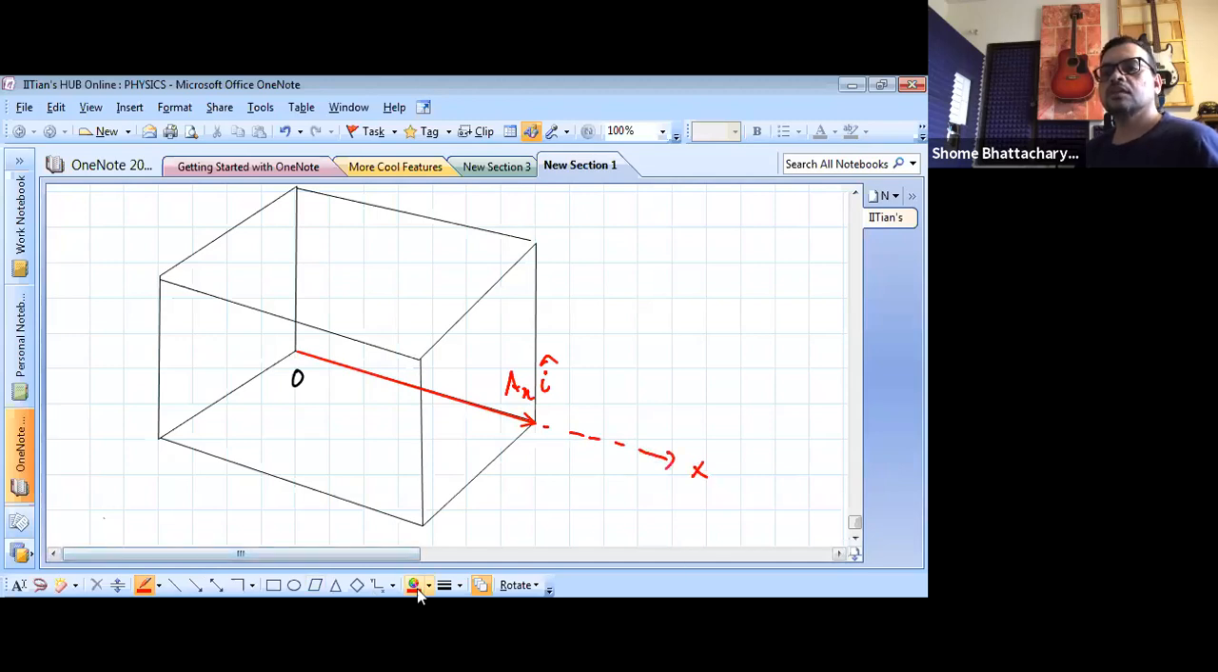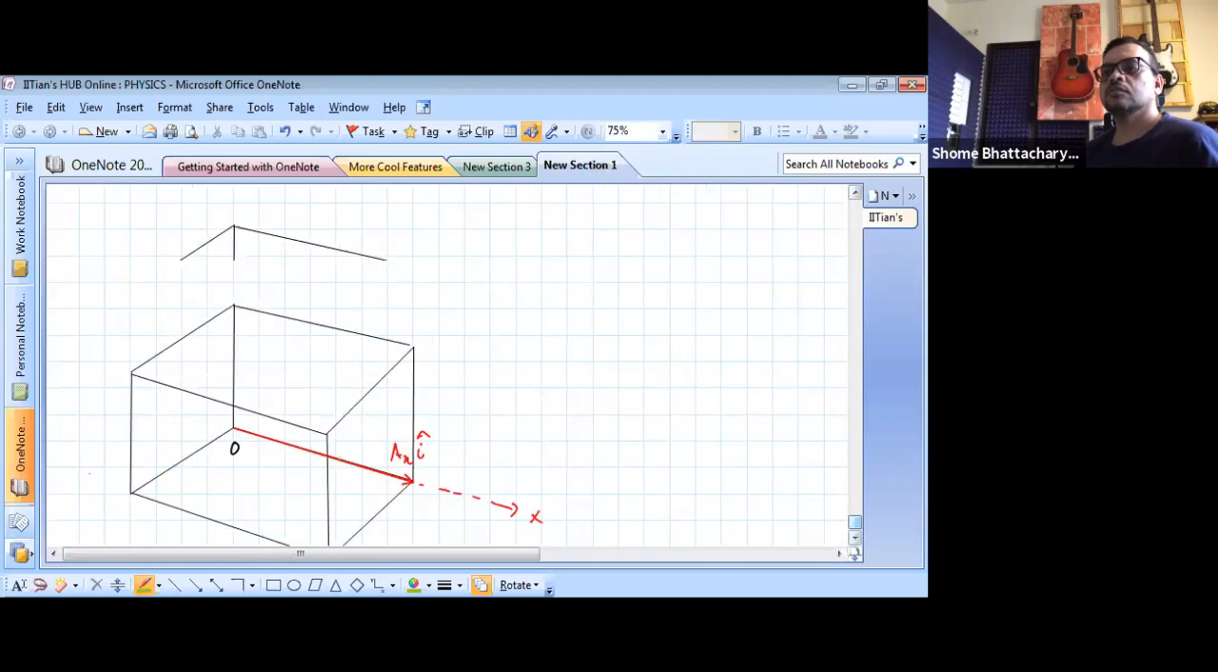Similarly, I can define this thing as Ay j cap, because this is my y-axis. Okay, and I can define this side as Az k cap. Okay. Because this is my z-axis.